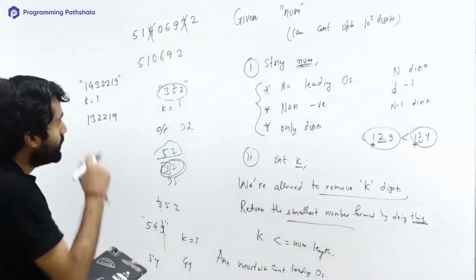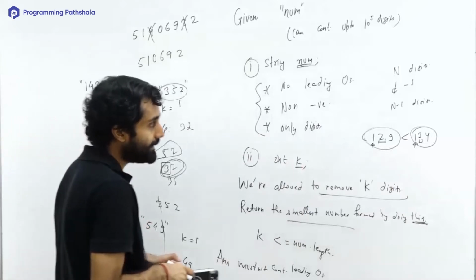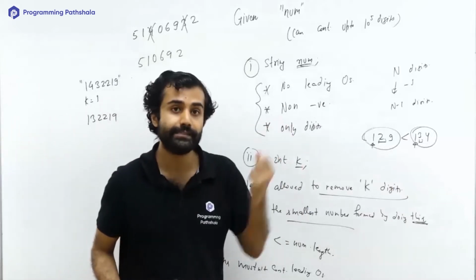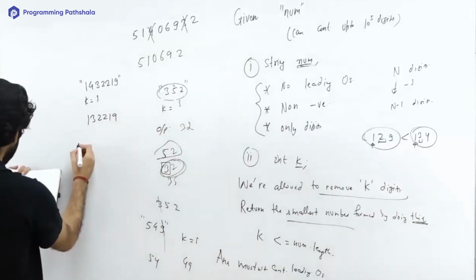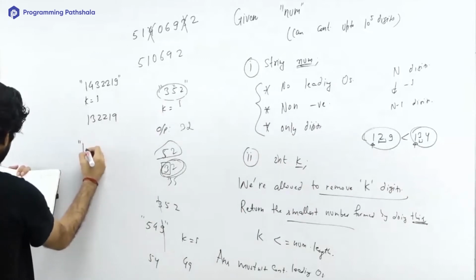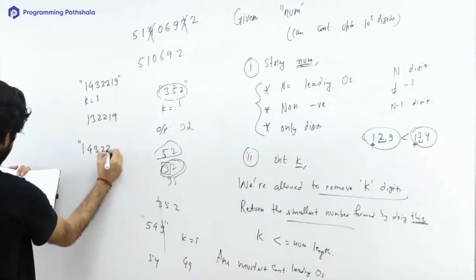So how do I move about it? How do I solve this question? I need to remove some specific set of digits only. I cannot just randomly remove anything. What we'll do is we'll consider another example where k is a little larger and see what happens.